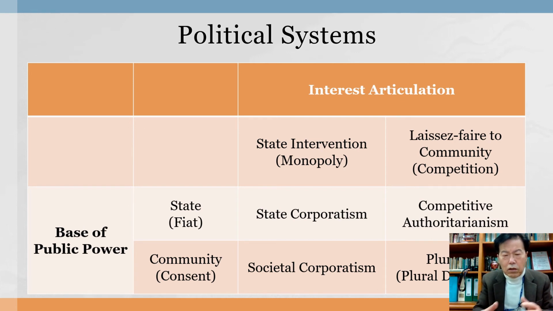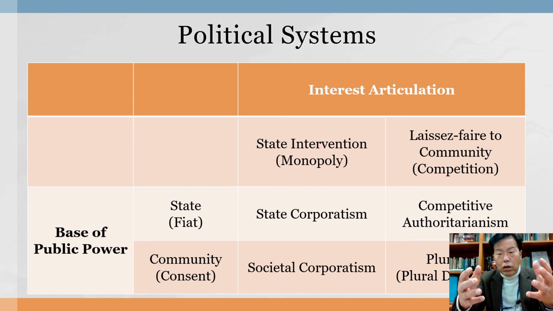And political systems whose authority is not based on the consent of the governed, consent of the ruled, are called authoritarianism. And then even these can be distinguished depending on how interests are articulated, interests are aggregated, and then they are expressed and delivered to government, to politicians.